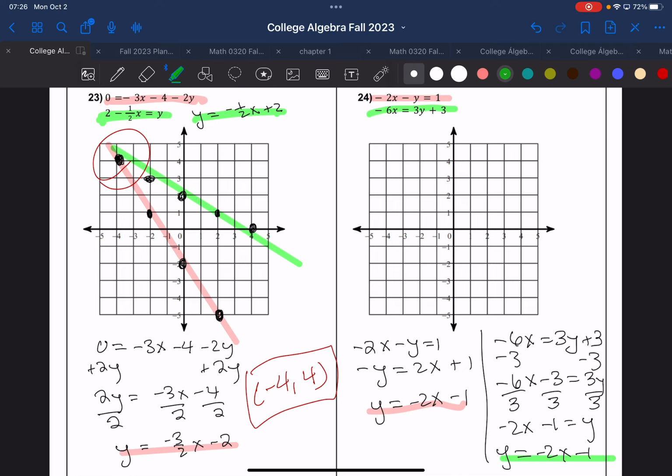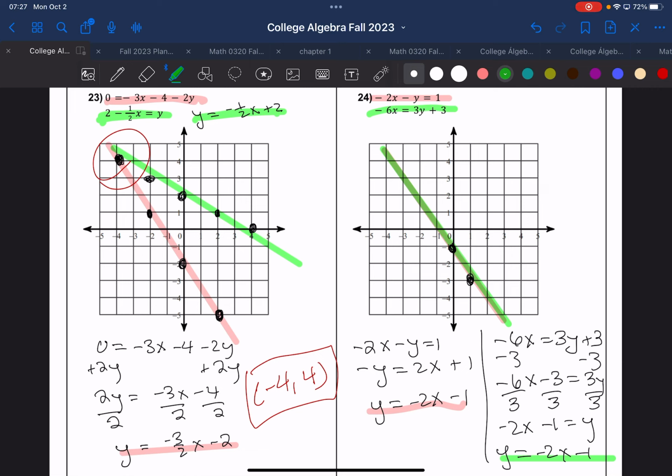Okay. What do we notice about these equations? They're the same. So if I was to graph these equations, they would be right on top of each other, correct? Because they're the same equation. So I'm going to go ahead and just graph one of them so that you can see. So that negative 2x minus 1, the negative 1 is our y-intercept. And that negative 2 is telling me to go down 2, right 1.